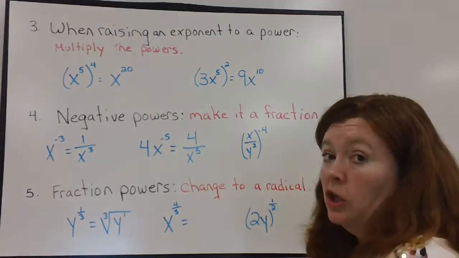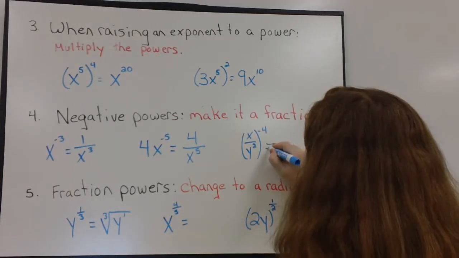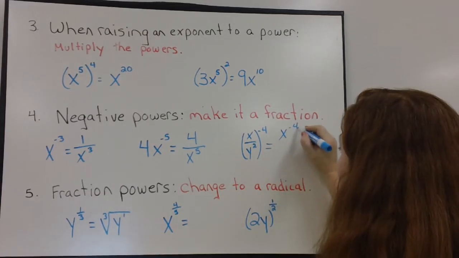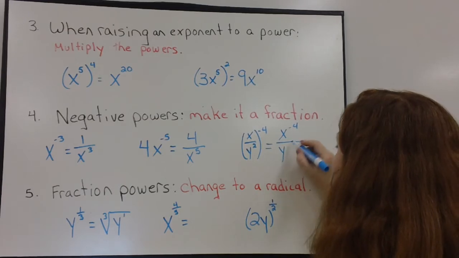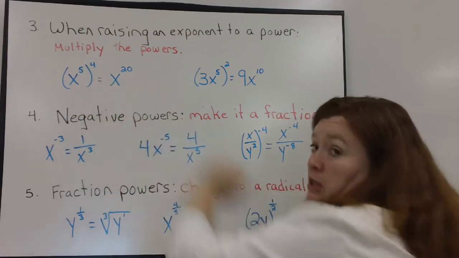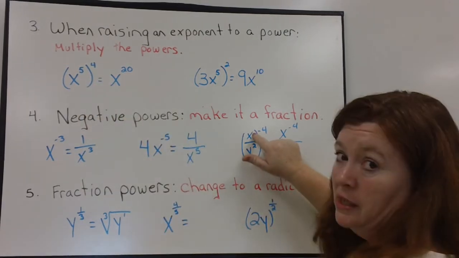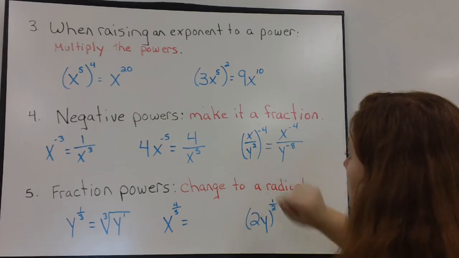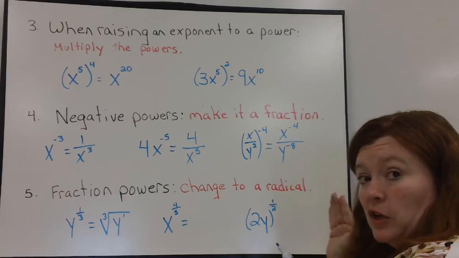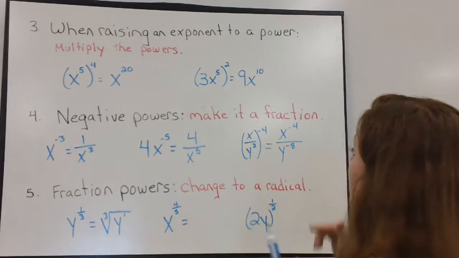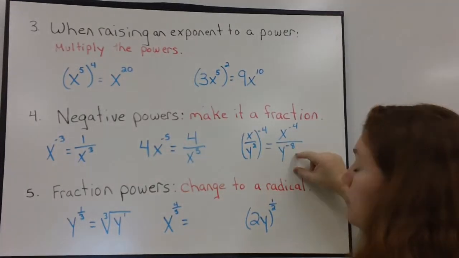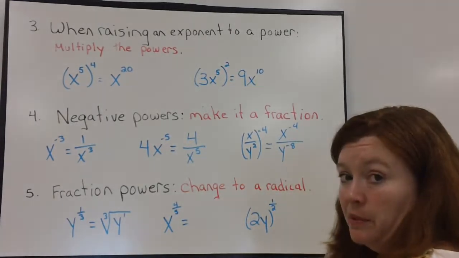One way you could look at this is you could distribute and get x to the negative 4 over y to the negative 8, because remember, when you raise a power to a power, you multiply. So this power is a 1. 1 times negative 4 is negative 4. 2 times negative 4 is negative 8. So you could do this step first, and then take advantage of the fact that you're not allowed to have a negative in your answer. So the x would get moved to the bottom, and the y would get moved to the top.